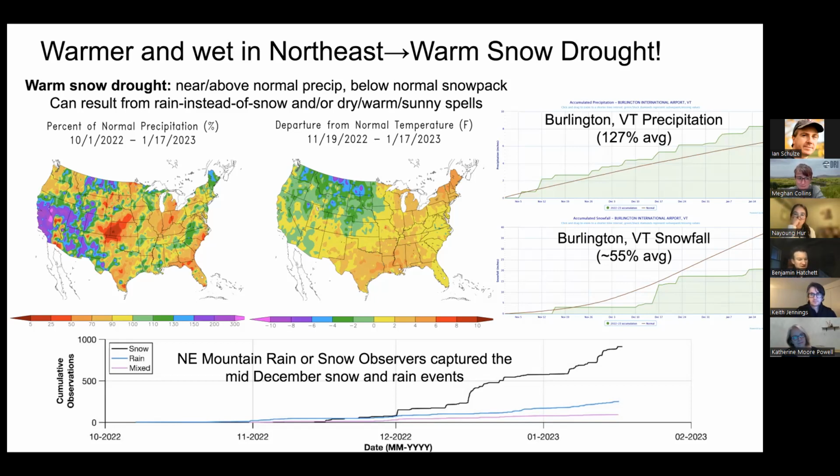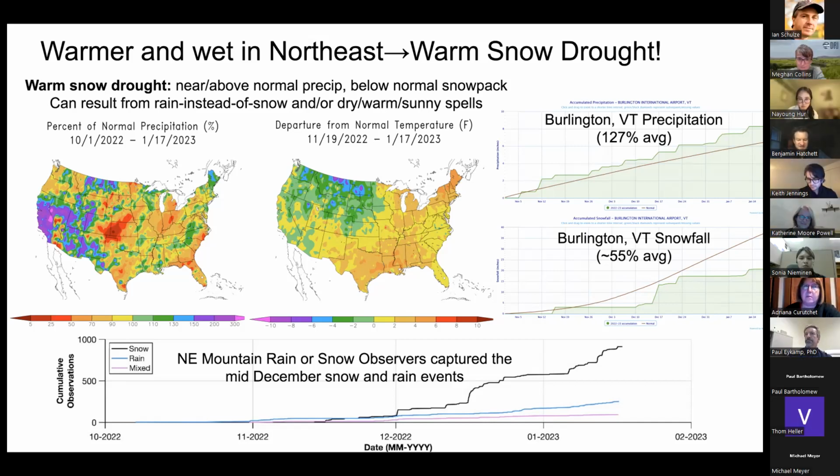And that can result from rain falling instead of snow, and or dry, warm, or sunny spells that help melt snow during the winter. And so your observations are helping us understand these kinds of events in a place like the Northeast, where we don't have the SNOTEL observations. The figure on the bottom there shows your accumulated observations. The black line shows where people were measuring lots of snow, and then places where not a lot of snow observations were occurring, but we had some rain observations, indicates some of these rain on snow or rain instead of snow conditions that can lead to flooding or can actually reduce our snowpack when we should be accumulating that snowpack.